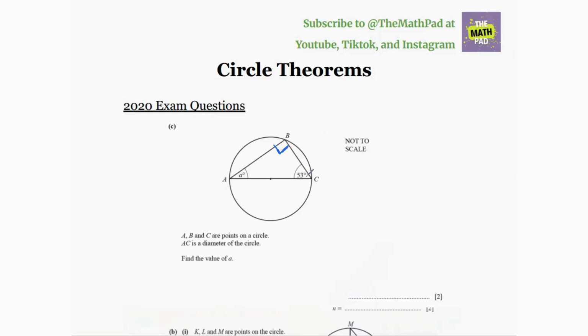So if this is 90, this is 53, A is going to be 180 minus 90 minus 53, which is going to give us 37 degrees. That's your answer.